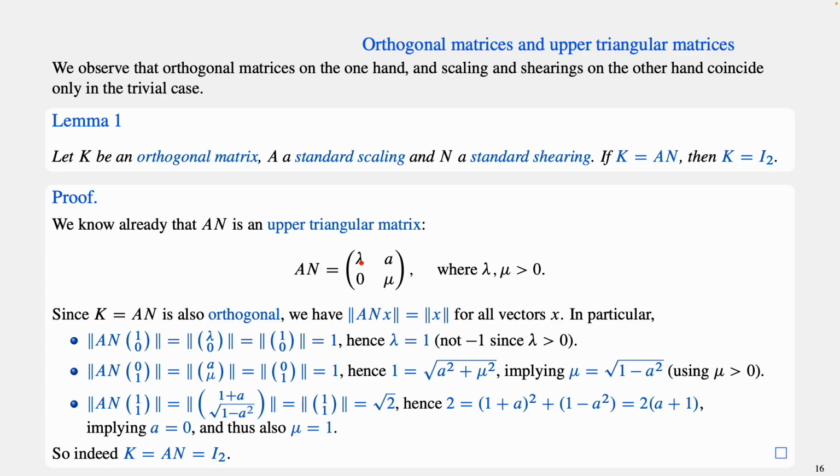Okay, we found that lambda is equal to 1. Then we found that a is equal to 0. And this implied then that mu here is equal to 1. So we have 1, 1 on the diagonal and 0 above and below the diagonal. So it's the identity matrix. And this is what we wanted to prove, that if an upper triangular matrix coincides with an orthogonal matrix, it can only be the identity matrix. Now keep this lemma in mind. We will use it later when we prove the Iwasawa decomposition, or rather the uniqueness of the Iwasawa decomposition.